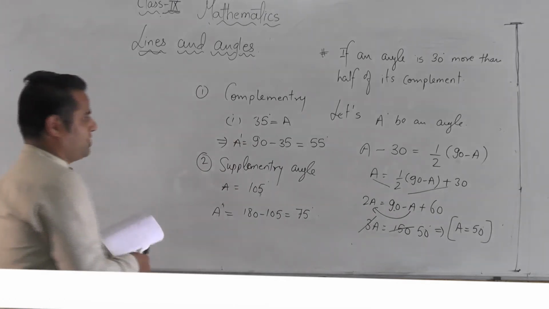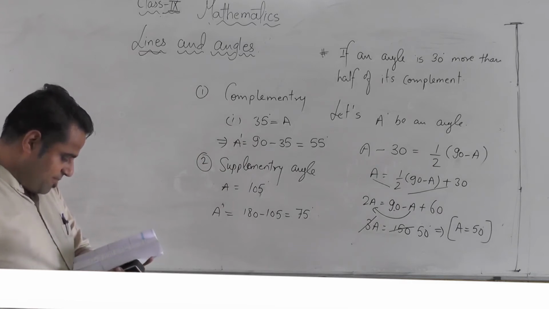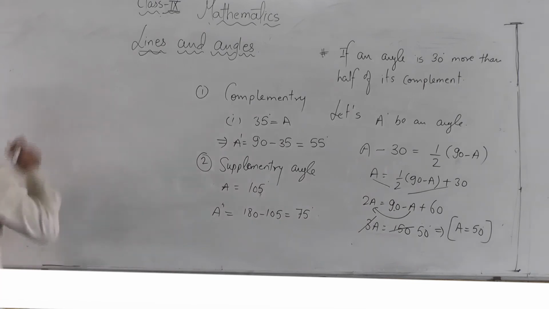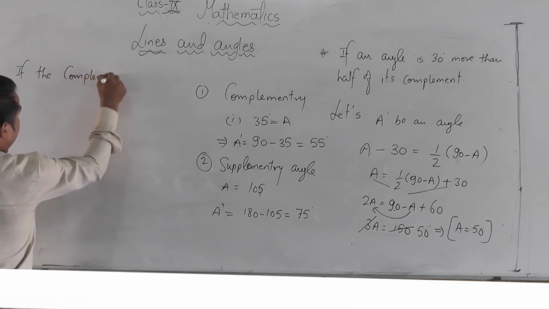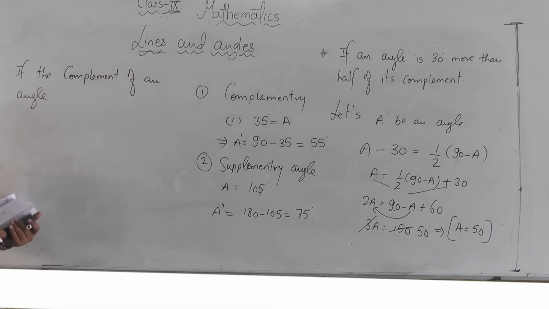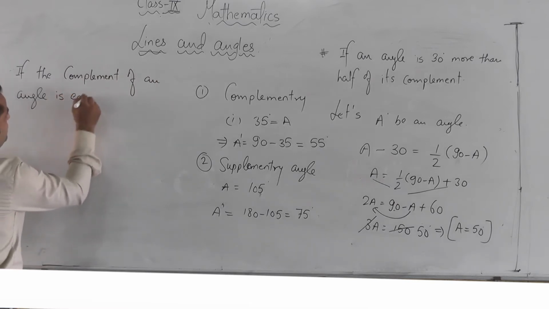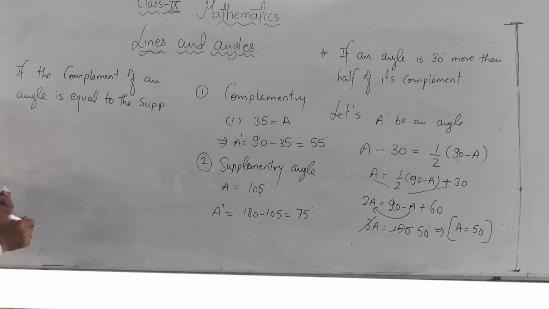Then one more angle property question we can see, of supplementary: if the complement of an angle is equal to the supplement of thrice of it, then find the angle. Okay.